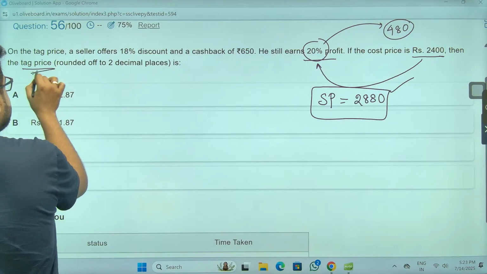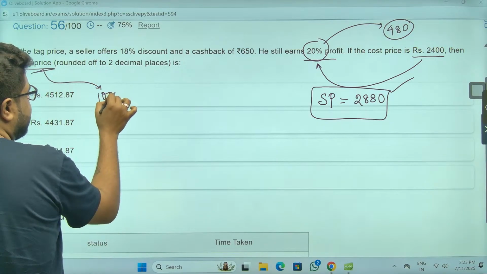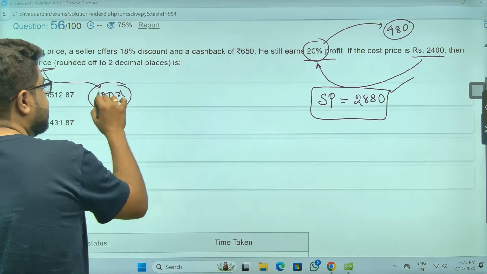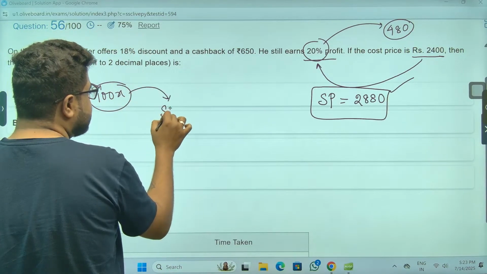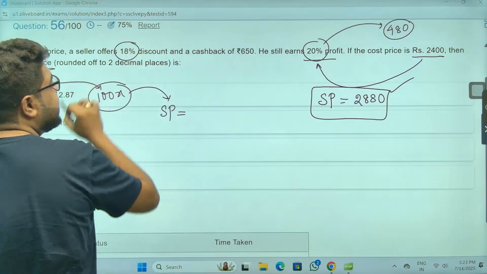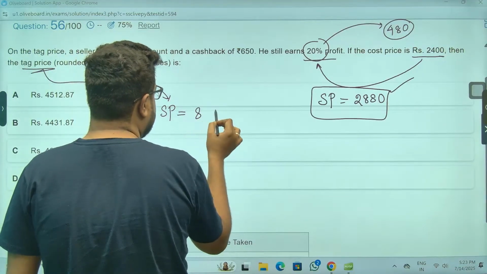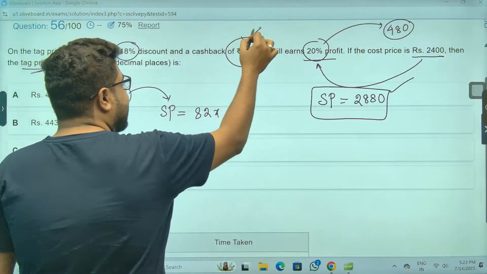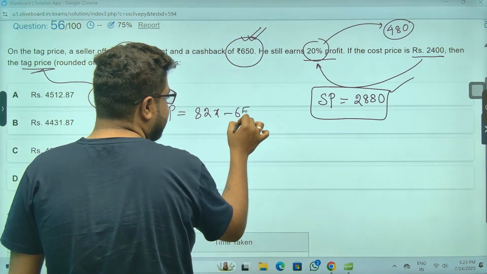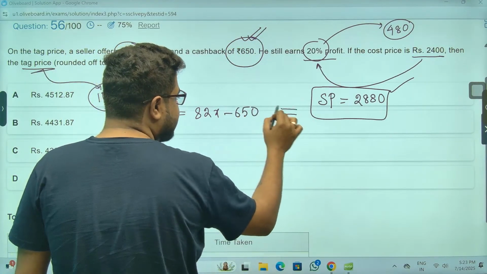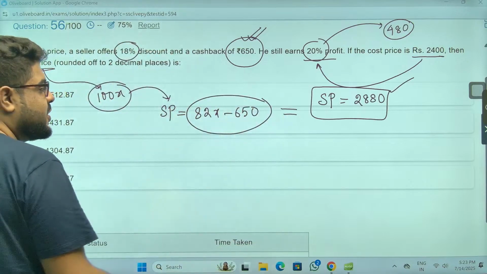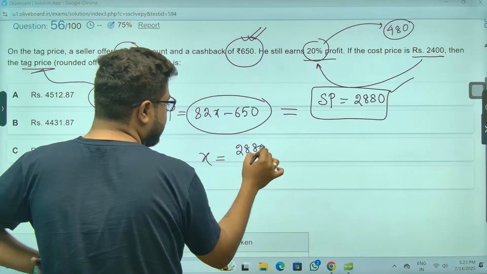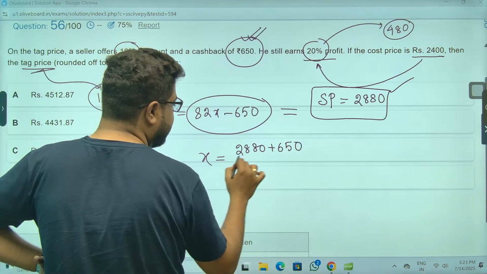Now they are asking the tag price. I don't know the tag price. Again, you can either go directly or I'm just doing it this way because most of you will understand this better. Tag price is x, then SP will be what, sir? A discount of 18% means it will be 82x. But again, a cashback of 650. Give this also, sir. So that is equal to this because both are SPs. So from there, x will become (2880 plus 650) by 82.